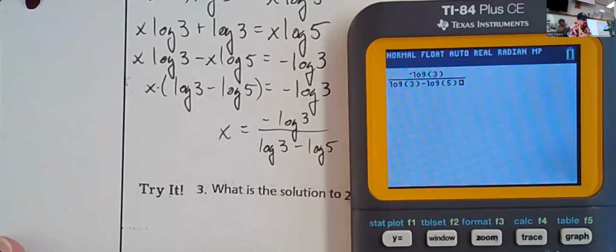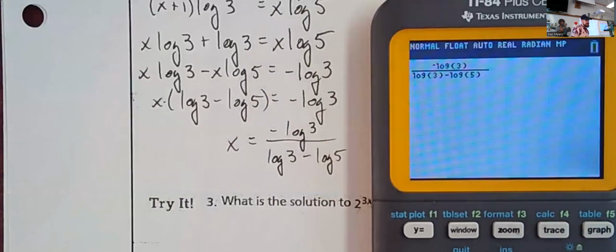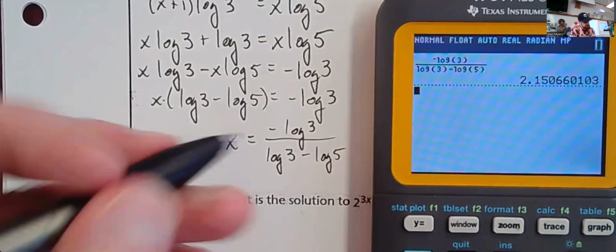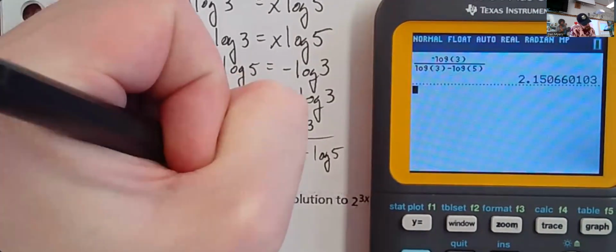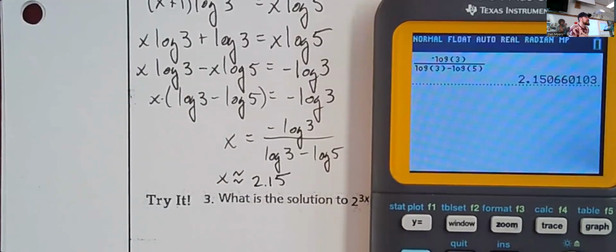So we're going to get a value of x that should work with both sides of that initial equation. And when we type it in, we get an answer of 2.15066, whatever else, right? So x is approximately 2.15. Take a look over at the graph real quick. What do you notice? Look at the graph on this problem.